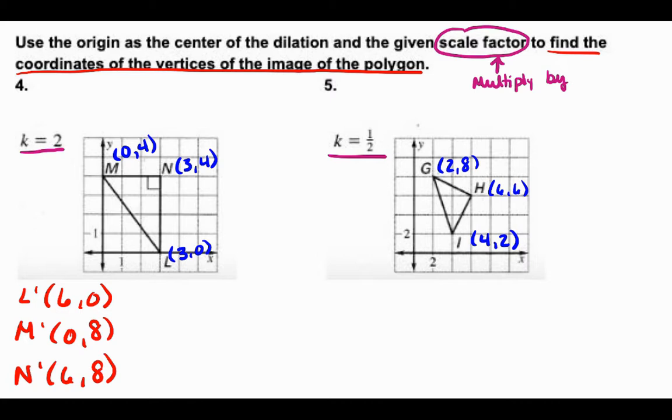Always be careful if you are getting the coordinates on your own, because not every graph is numbered by ones. So be careful if you're numbered by something other than ones when you're identifying your coordinates of G, H, and I, that you're counting by twos. And now we're just going to take each of those values and multiply them by half. So for G prime, we take half of 2 and half of 8. For H prime, we take half of 6. And for I prime, we take half of 4 and half of 2. So you simply multiply every coordinate by the scale factor. Every number gets multiplied by the scale factor.